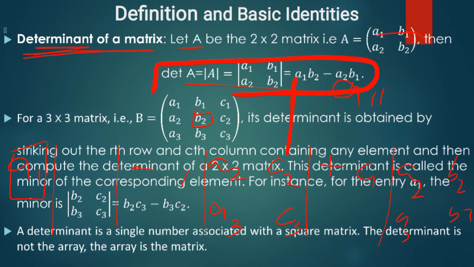What you do is this. Along B2, you cover everything along B2, both vertically and horizontally. What are you left with? So you want to find the minor of B2. That's what I'm trying to get there for you.